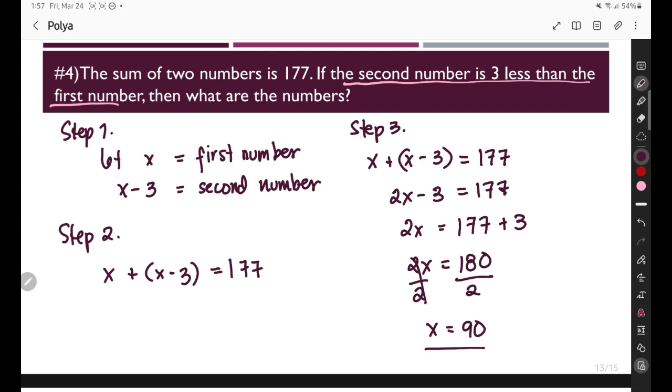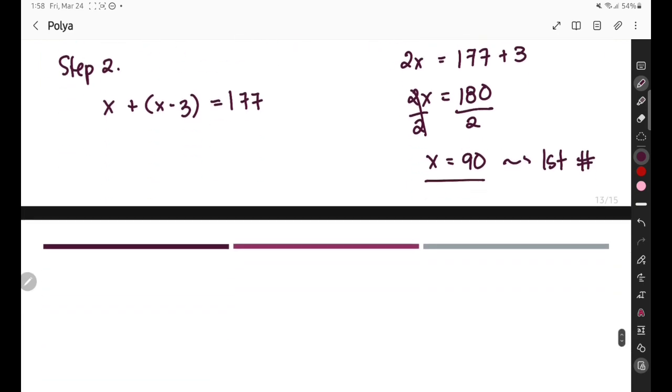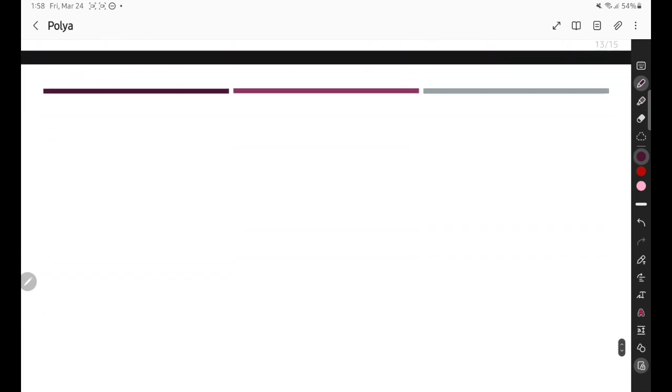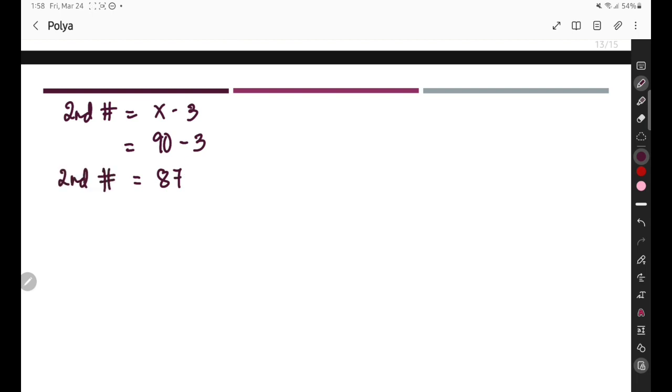Okay, so solving for the other number. So this is our first number. Now, so let's try to solve for the second number. So the second number is equal to x minus 3. So we have 90 minus 3, so that will give us 87 as our second number.